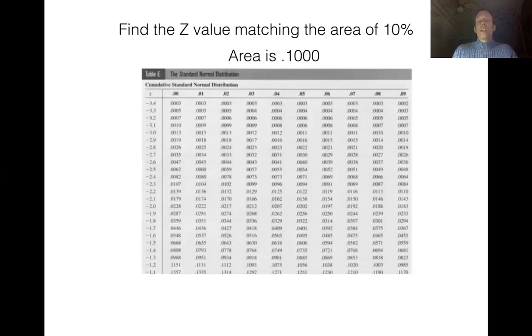Now, as we look that up, pause the video if you need to for a minute to search it out. Okay, this one's a little bit different. It's a lot more difficult because we don't find 0.1000 on the chart, do we? What we're going to do instead is get the closest area to that, and that's going to come in at 0.1003. So this means our Z value is going to be negative 1.28, which is exactly the one that we're going to take.